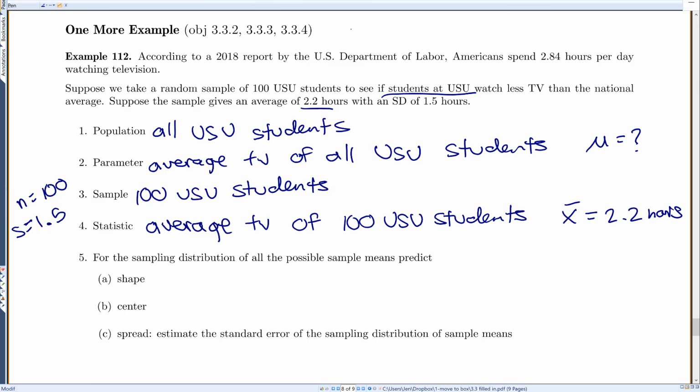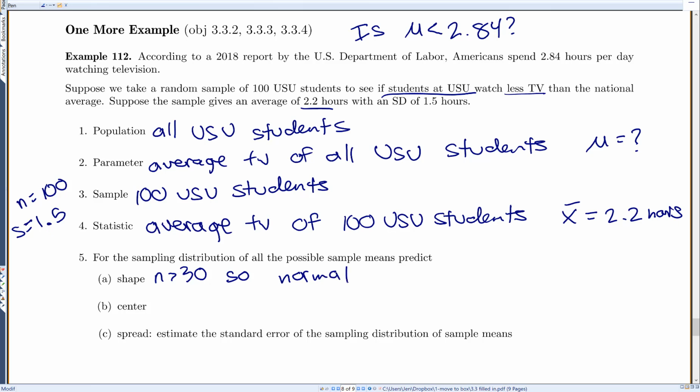And I always like to write down my research question. What's my research question? It was, is my population mean mu less than 2.84? We want to see if they watch less TV than average. That's my research question. Now, for the sampling distribution of all the possible sample means, predict the shape. Okay, well, n is greater than 30, so normal.